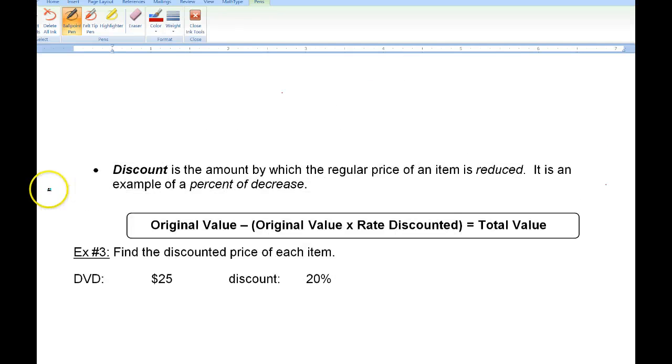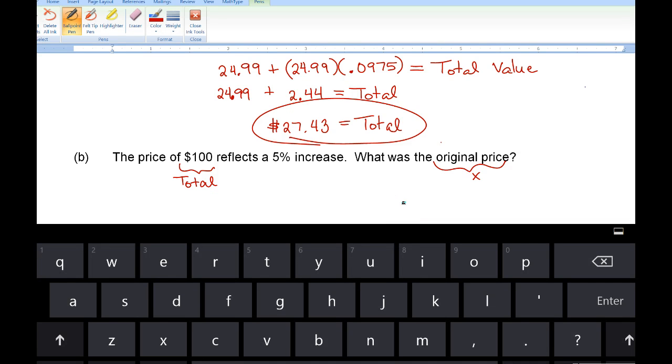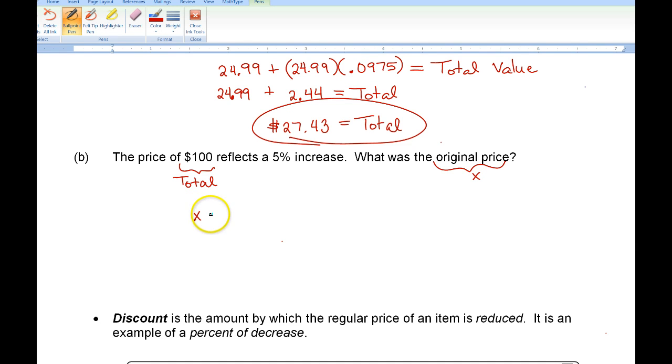$100 is what it's equal to. So it'd be X plus 5%, which as a rate is 0.05 times X, equals 100. So it's the original price plus 5% times the original equals the total. Remember, we have to change this to a rate.